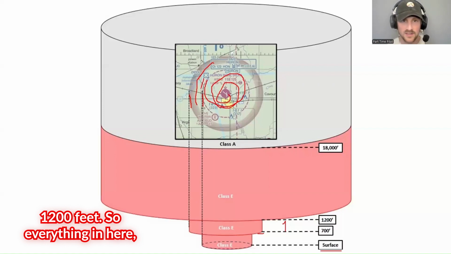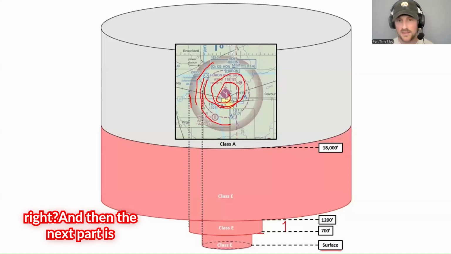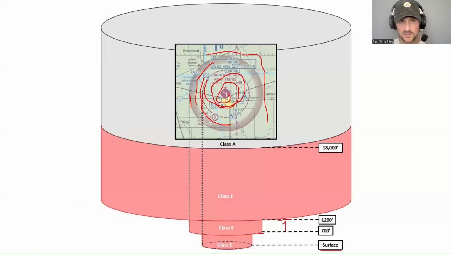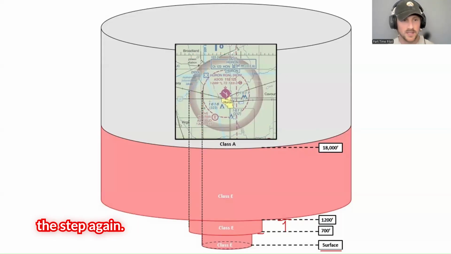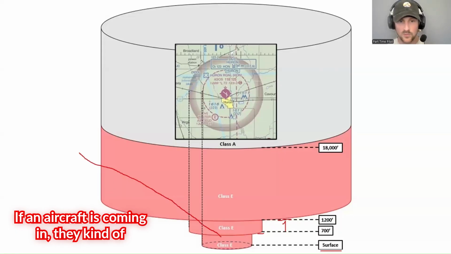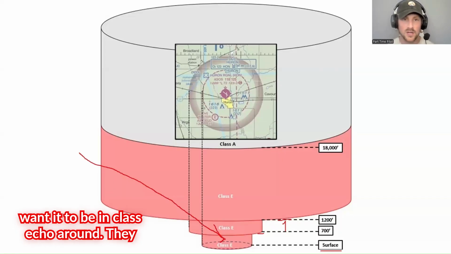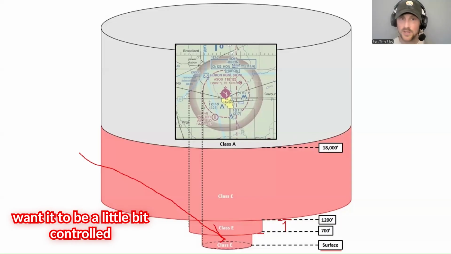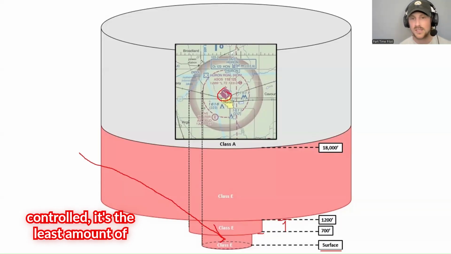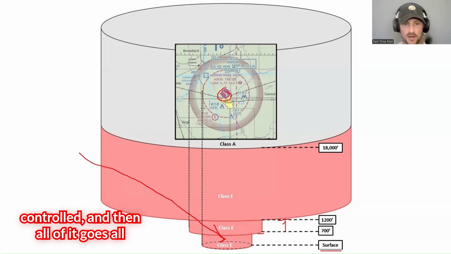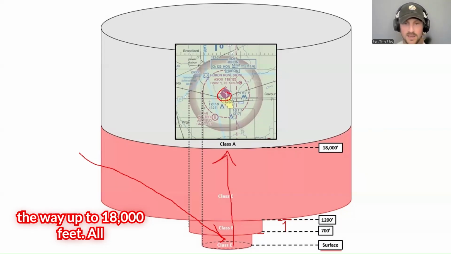So everything in here, right? And then the next part is 1,200 feet, the next floor, and that's everything out here. Okay, so that's the step again. If an aircraft is coming in, they want it to be in Class Echo, a little bit controlled around this airport, right? As the Class E is still controlled, it's the least amount of controlled. And then all of it goes all the way up to 18,000 feet.